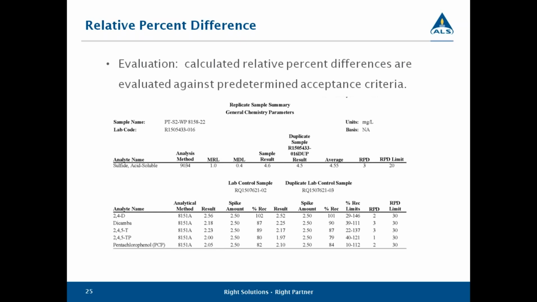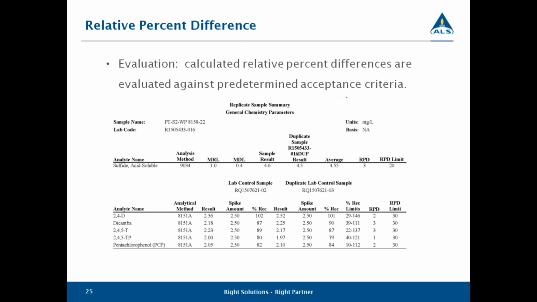We have acid-soluble sulfide. You can see a sample result there of 4.6. The duplicate is 4.5. Great. RPD limit of 20, and we got an RPD of very, very good, very excellent precision on this.